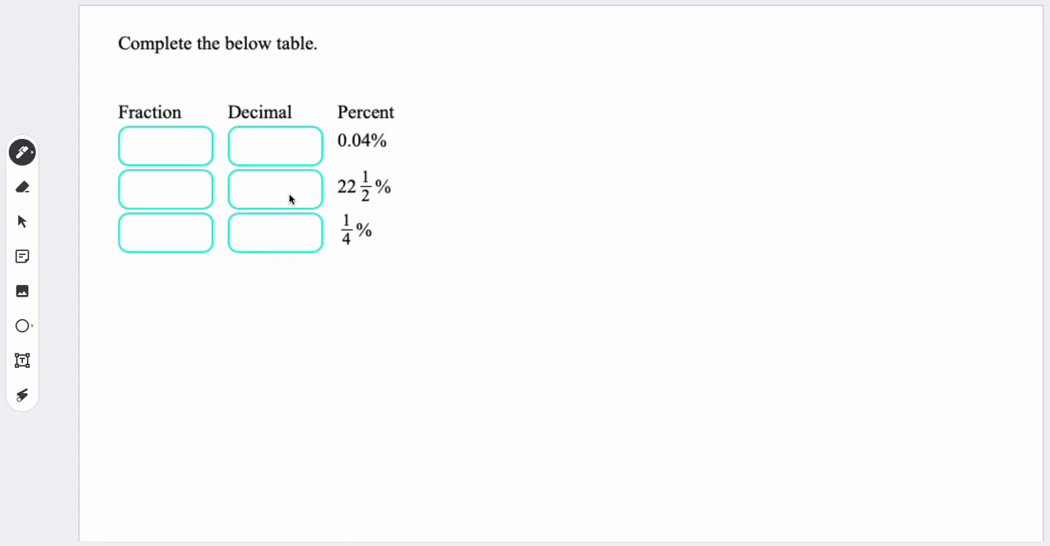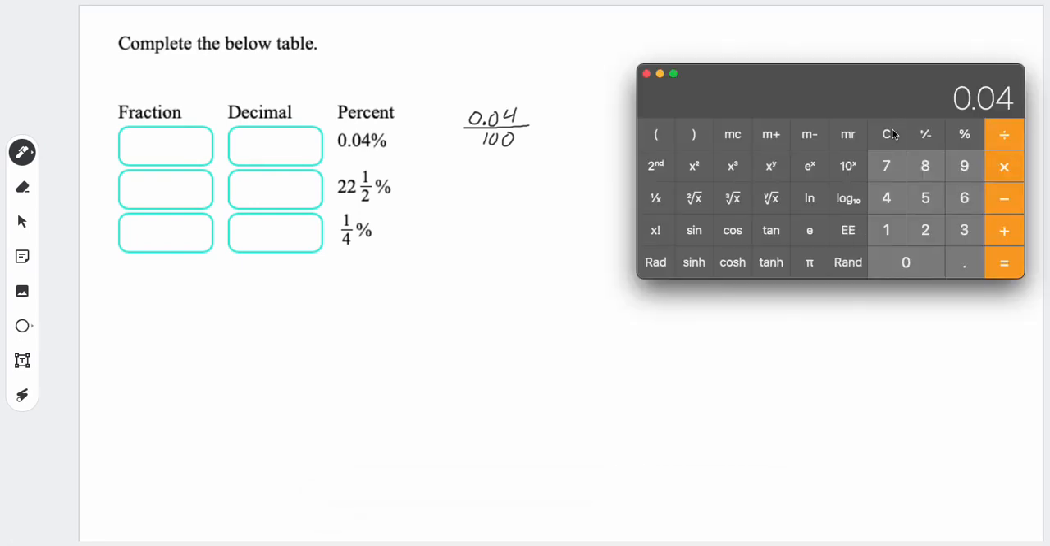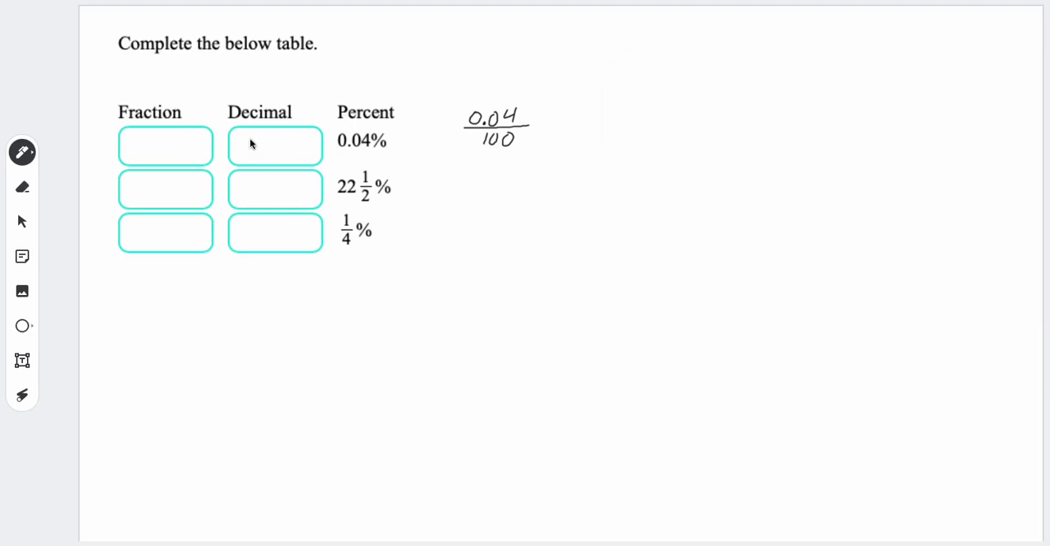We want to complete the below table by putting in the fraction and the decimal for each one of the percents that are given. So we know that percent means out of 100, so we have to take this number and put it over 100. And in order to do that, it needs to be in decimal form so that when we divide, we get a real number, right? So we pull up our calculator and we divide that. We're really just moving the decimal place over two spaces when we divide by 100. So we end up with 0.0004 is the decimal. So that's what we put here.